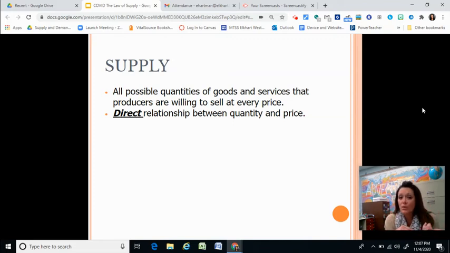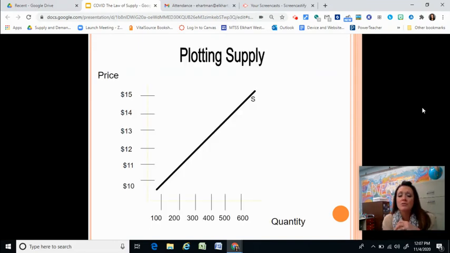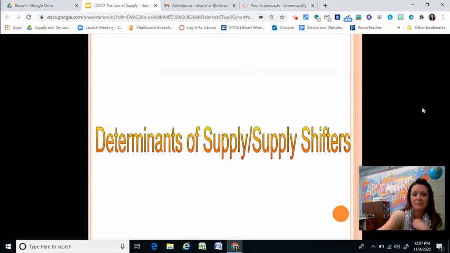So we've got price and quantity again. This time they're in a direct relationship. So here's what a supply curve looks like. Notice you've got price on your y-axis, quantity on your x-axis. This time the curve is sloped in the opposite direction because of that direct relationship. As price goes up, quantity supplied goes up as well.